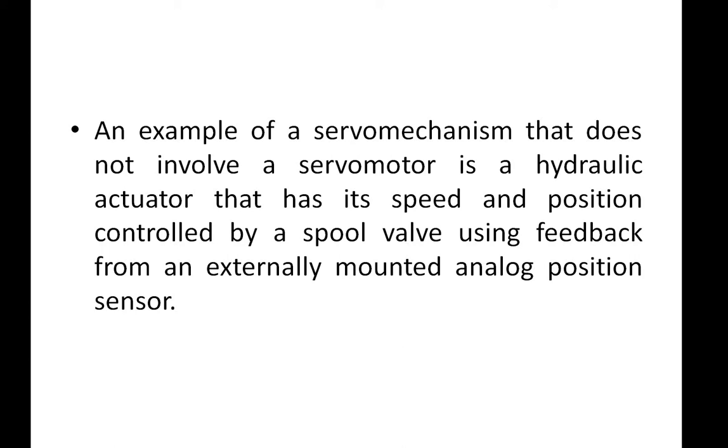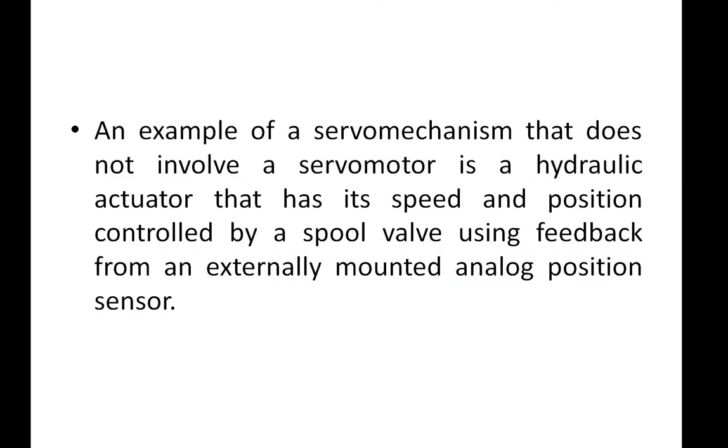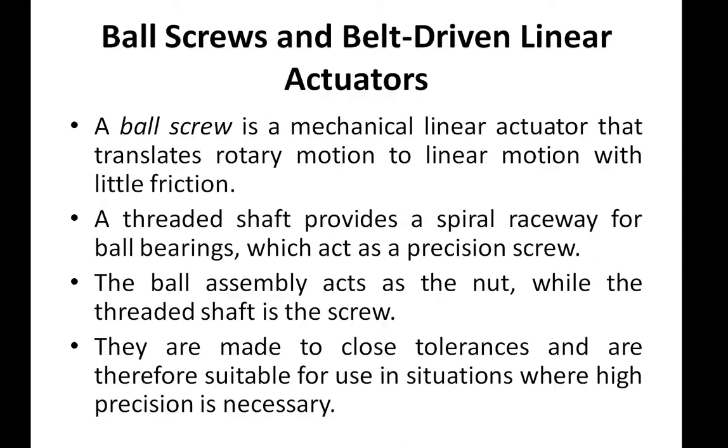So with this example, it becomes clear. Here it is written that if there is no motor, it can be a hydraulic actuator, that is obvious, and it is controlled by a spool valve using feedback from the externally mounted analog position sensor. So this is about the servo system in brief. In the previous diagram, it gives the layout of a servo system. So this is the brief idea about the servo system, and you have seen about the servo mechanism.